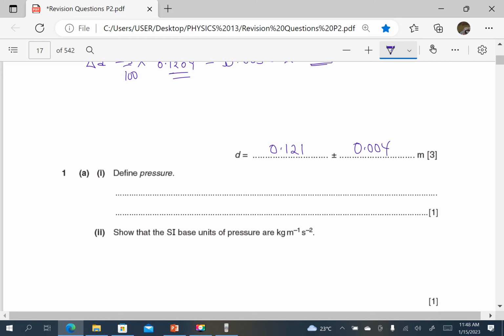Define pressure. So we know that pressure is the force acting normally per unit area. Force acting normally, that is, the force must be at 90 degrees to the area. The force acting normally per unit area. That is pressure.